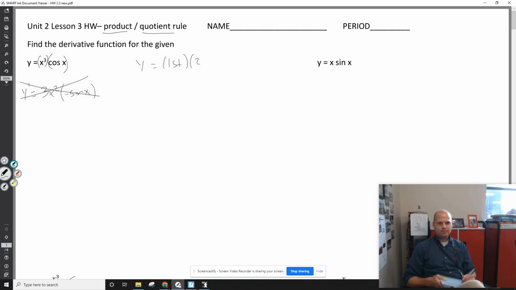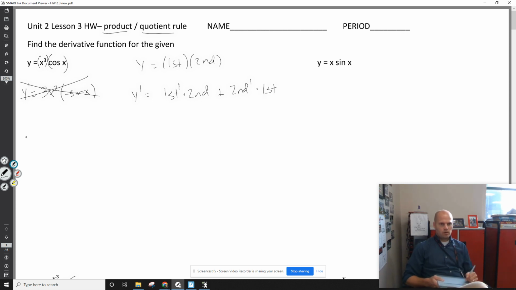times a second, and then the derivative is going to be the derivative of the first, so I'll say first prime times the second, plus the derivative of the second piece, maybe second prime goes there. Derivative of the first times the second plus the derivative of the second times the first.